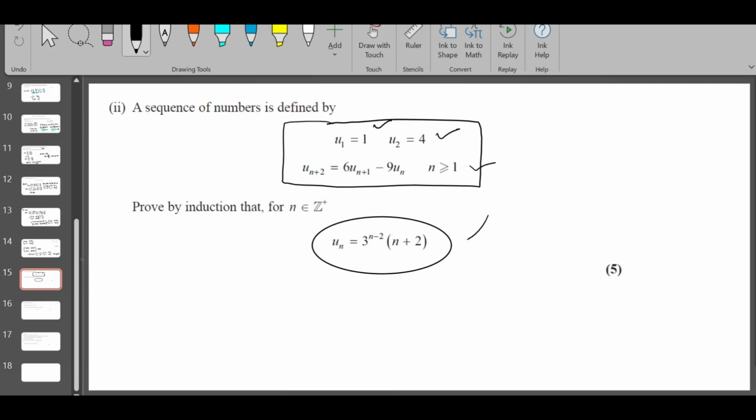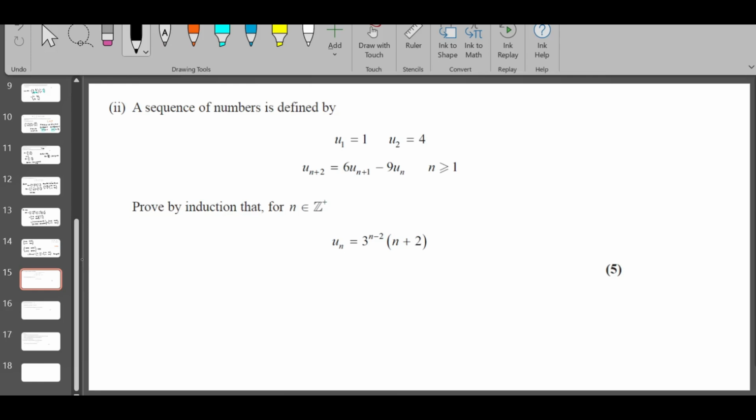This has not been proven yet. We are going to prove this. So whenever you want to take something as true, you can start from here actually. Okay. So I'll show you how to do that. We know here u1 is 1, u2 is 4. So we need to find u1 and u2 here. You should get 1 and 4.